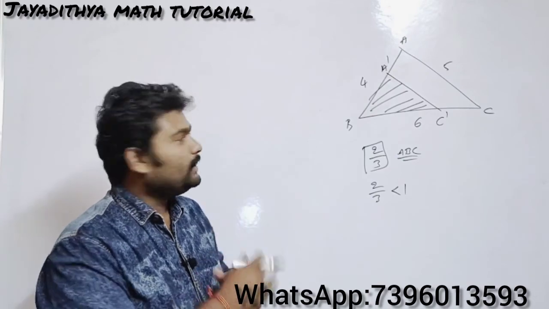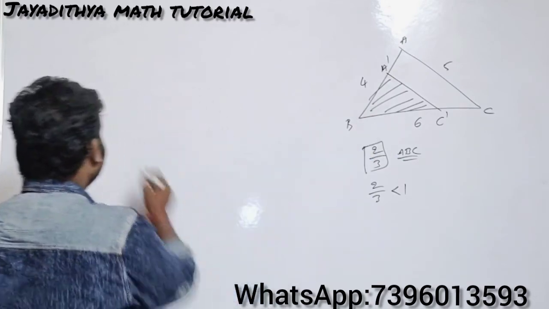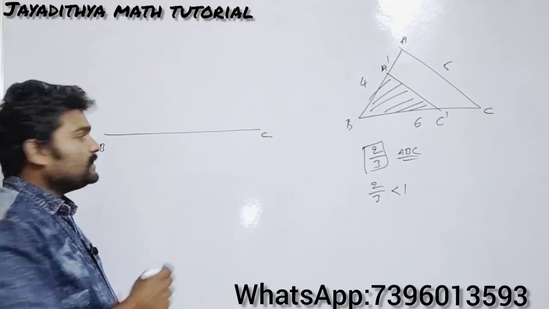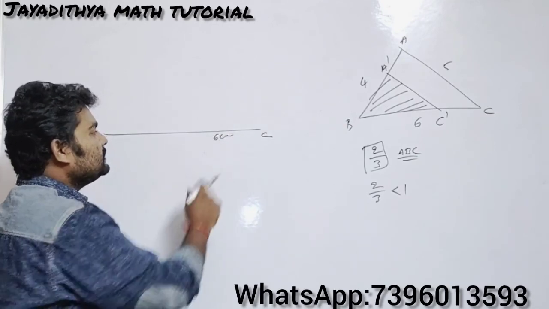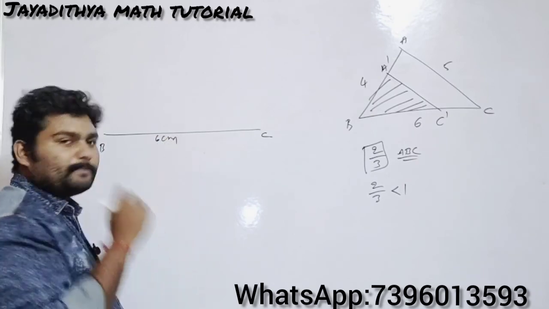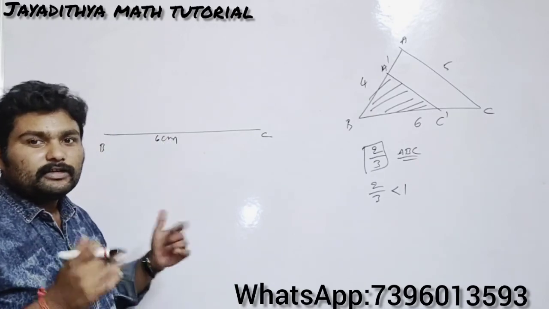So for this reason, what we need to do here is first of all draw BC. Draw BC with how much dimension? 6 centimeters. Draw a line segment BC such that BC is equal to 6 centimeters.